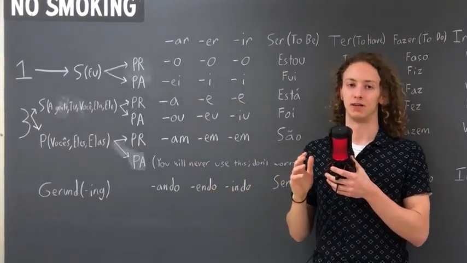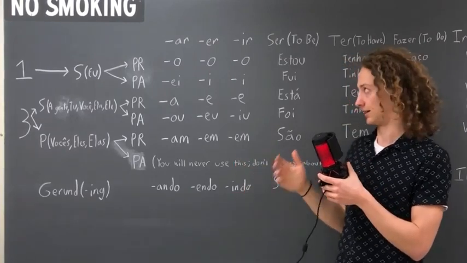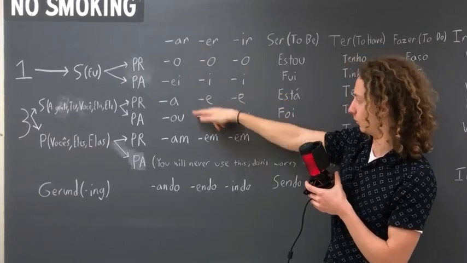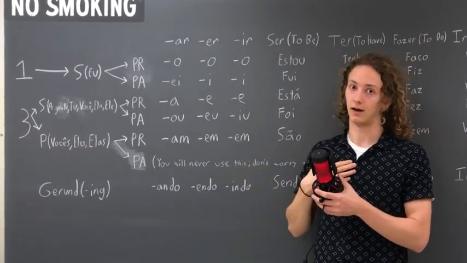So, for example, if you wanted to say, I walk, well, walk is andar. Andar ends in AR, so I go to AR. So it must be one of these 5. And then I say, well, who is walking? I am walking.